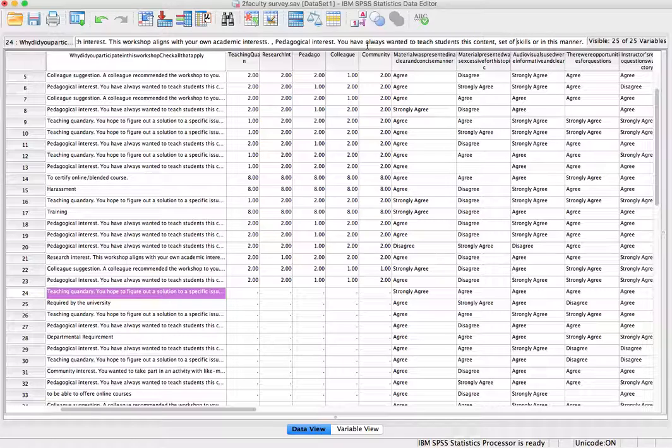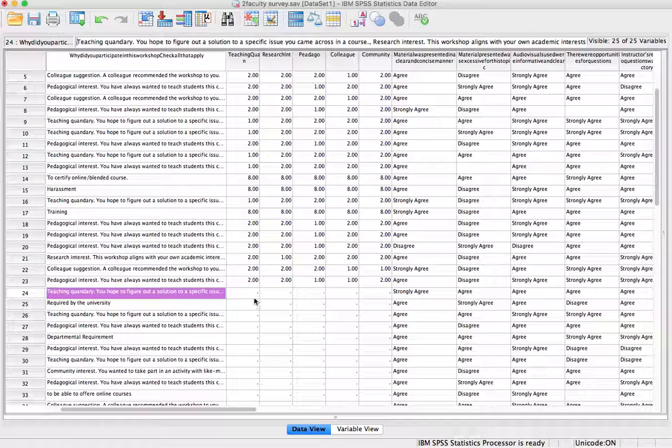Okay, so this particular response says research interest and pedagogical, and let's just scroll down. Like I said, this is not the best way to look at your respondents' response sets, but it will do for the time being. So pedagogical interest, and I believe it said research interest. Oh, and there's another one. Figure out a solution. Teaching quandary.